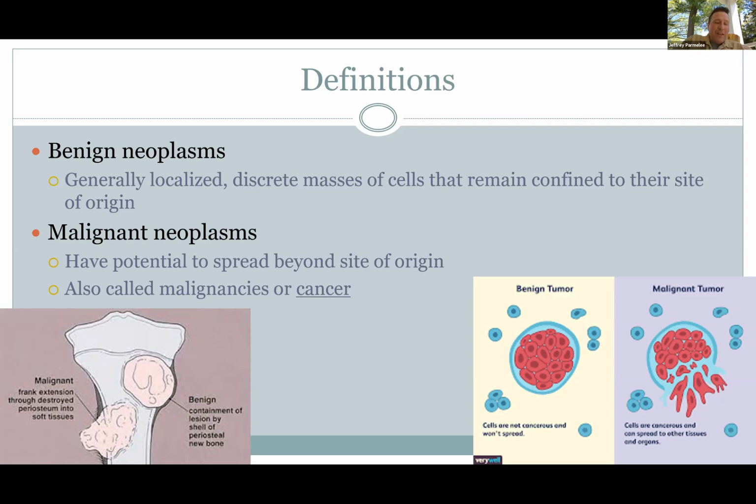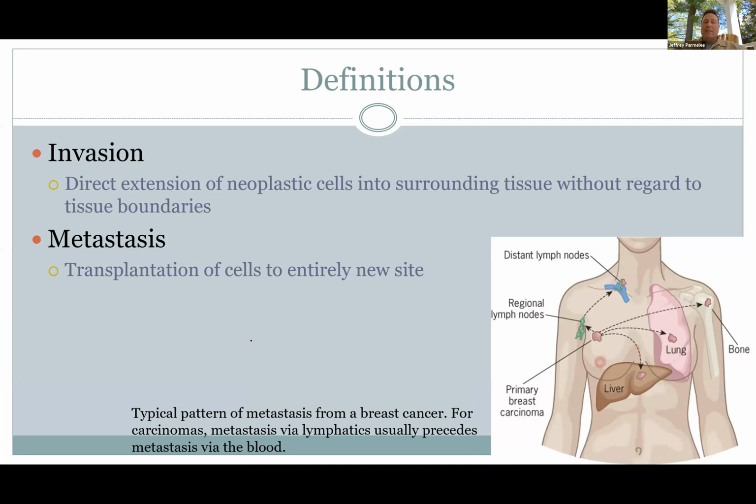This shows a picture of a bone, a tibia, and you can see a benign tumor is contained within the bone, while a malignant one has eaten its way through the periosteum of the bone, and now it can spread. So, those terms: invasion means that these cells are spreading into the adjacent tissue. In many cases, they develop the ability to break through the connective tissue, making enzymes to dissolve it in order to allow them to spread. And when you hear metastasize, that means it's actually moving to a distant place.